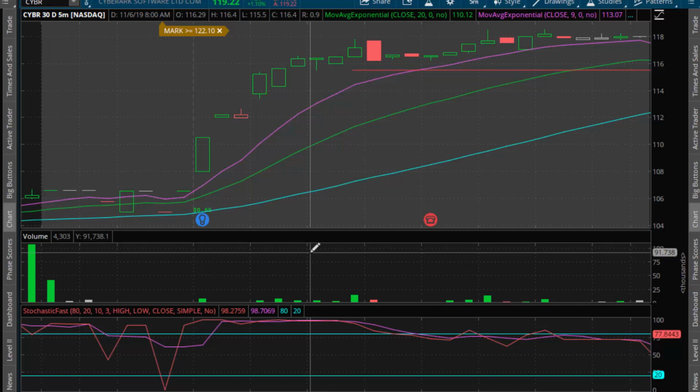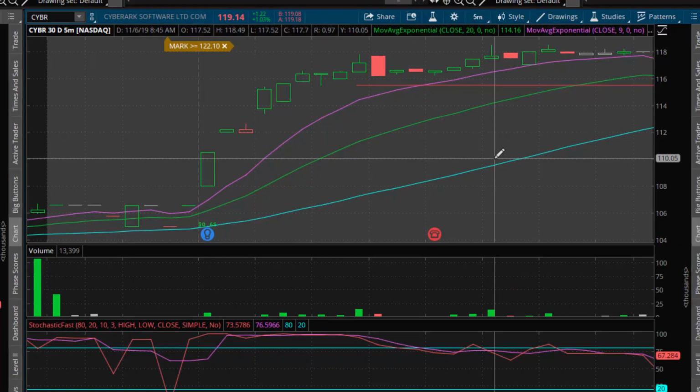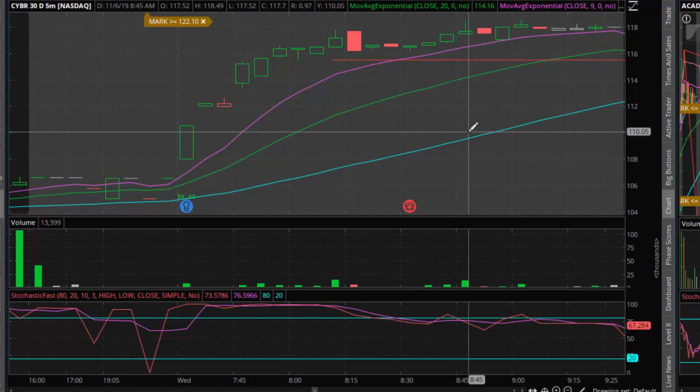The first one I want to show you is one we played, CyberArk Software, back on November 6th, I think two or three weeks ago. This is how the chart looked that morning ahead of the opening bell. We normally get in soon after the market opens, and we watch how it sets up in the morning first and make sure it meets all the criteria in our course, in our strategy.